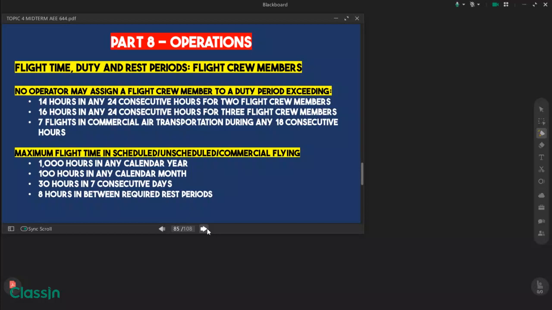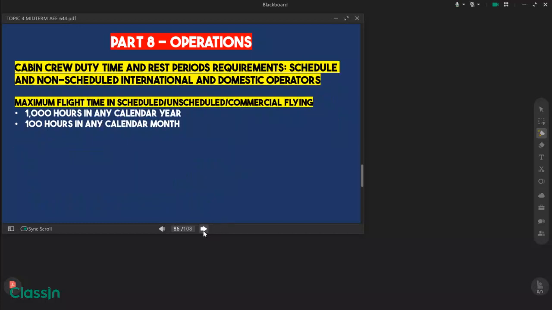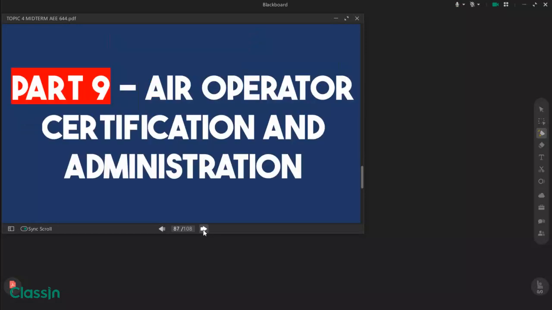So, we have the maximum flight time in scheduled or unscheduled commercial flying. So, 1,000 hours in every year, 100 hours in every month, 30 hours in 7 consecutive days, and 8 hours in between required rest periods. Okay. The maximum flight, so 1,000 hours in every year, 100 hours in every month.